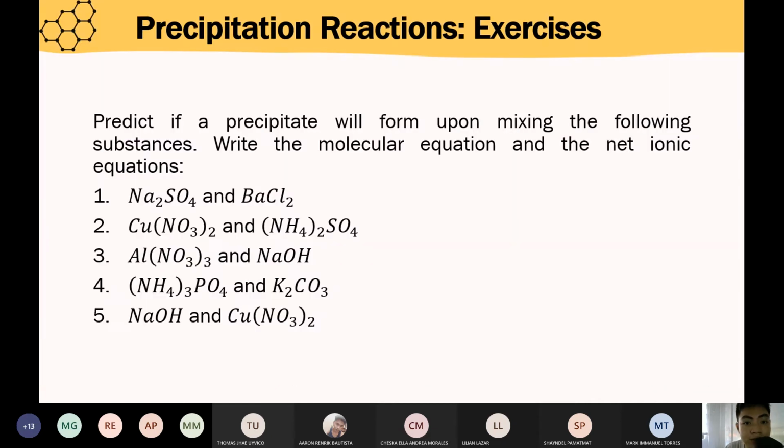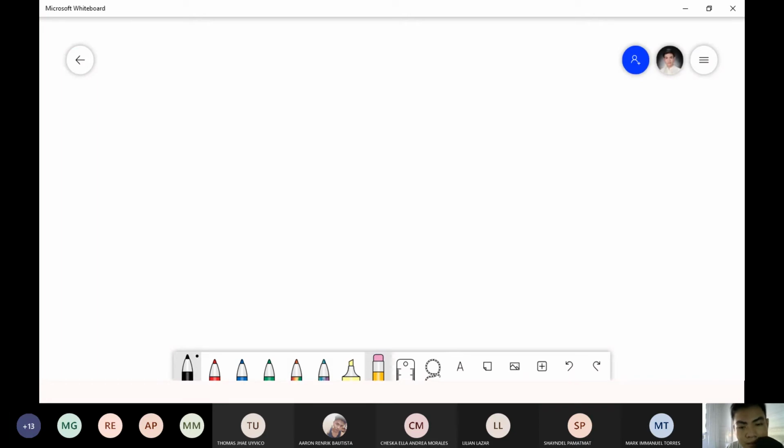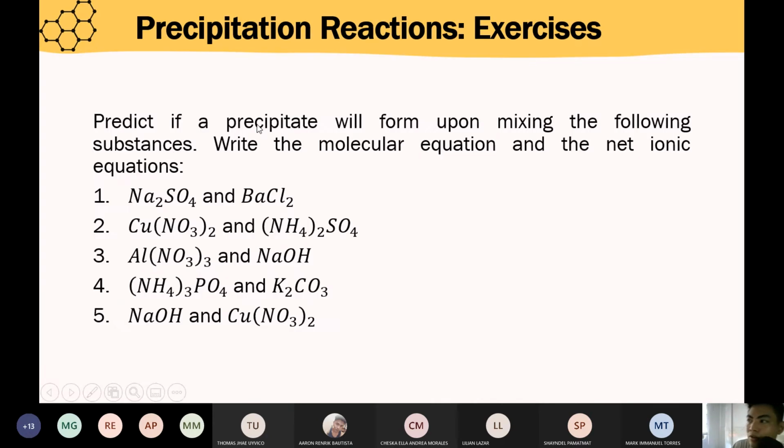So that we can further improve your understanding of the precipitation reaction, because again, I know that this is new to most of you, especially if you're not from STEM background. So that's okay lang because ito, tinuturo ko na siya. So, sabi dito, predict if a precipitate will form upon mixing the following substances.